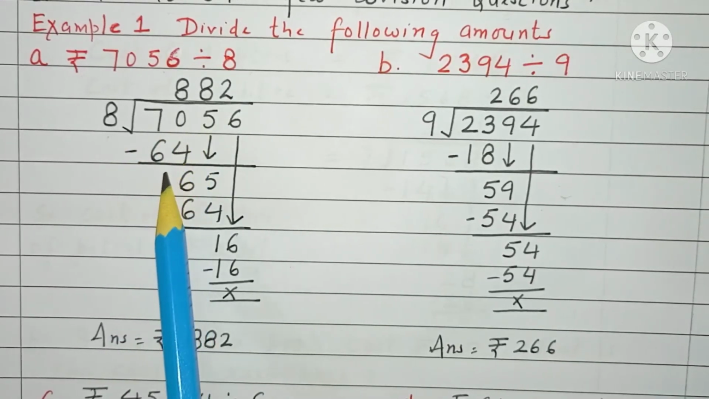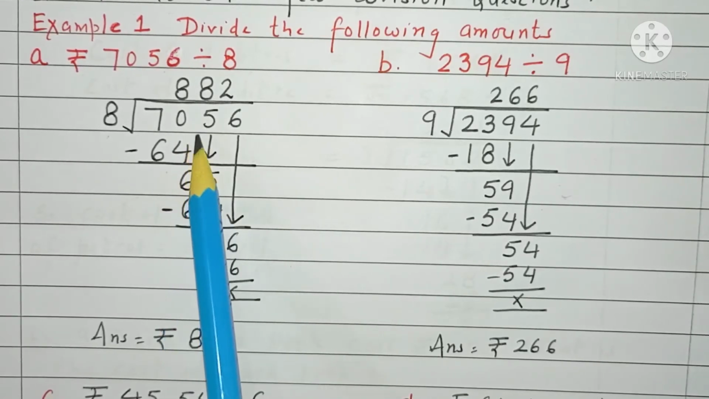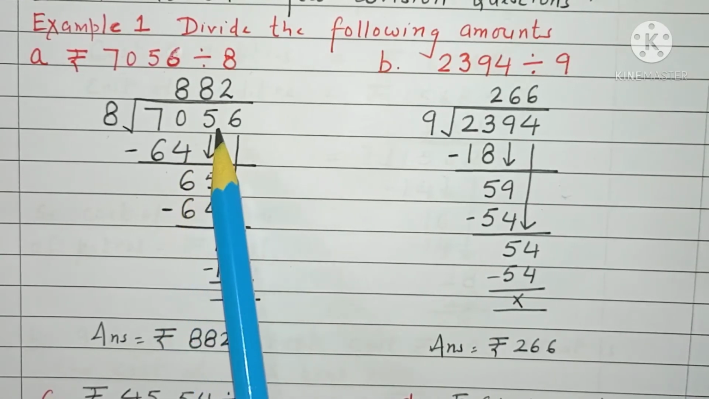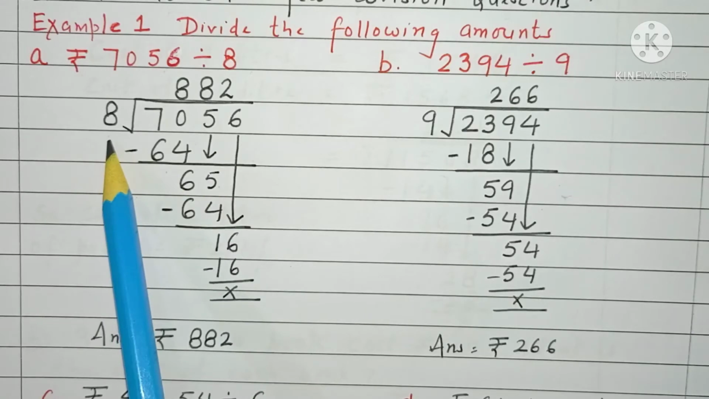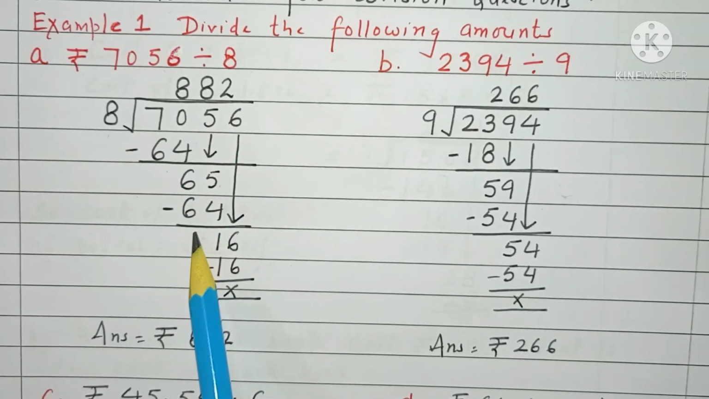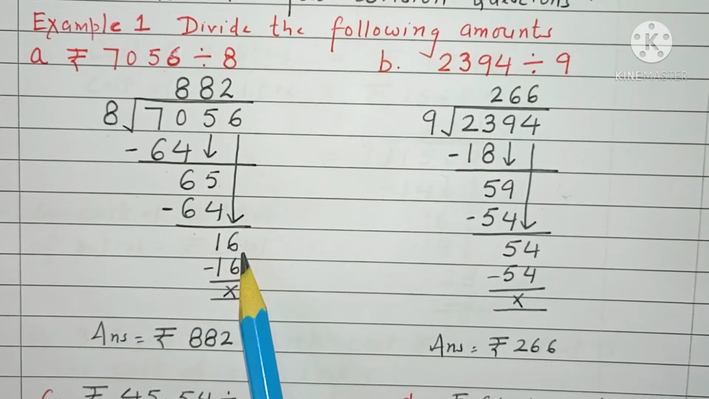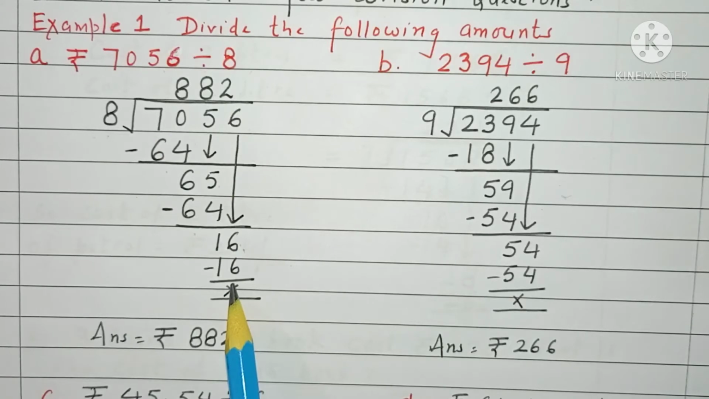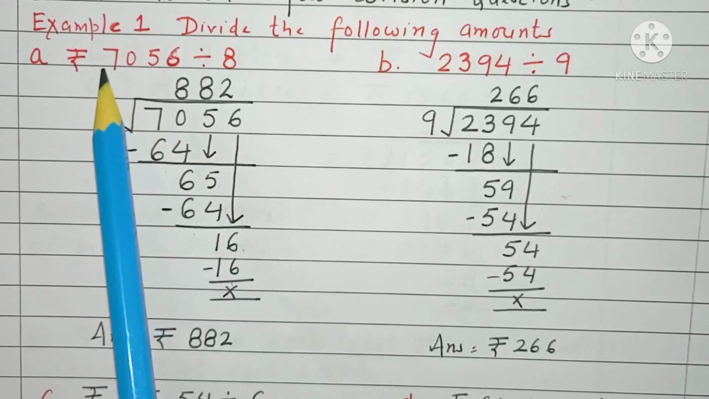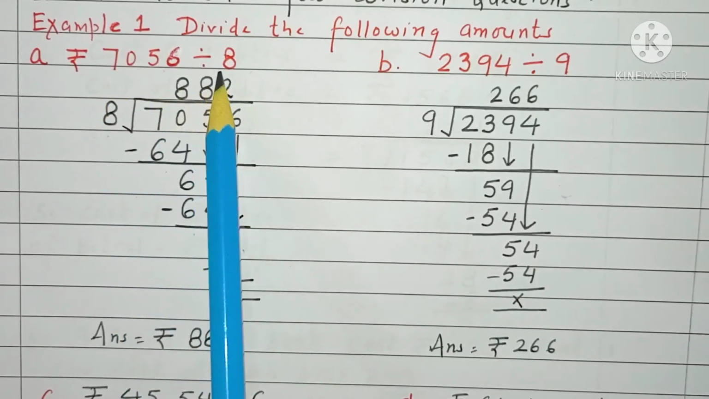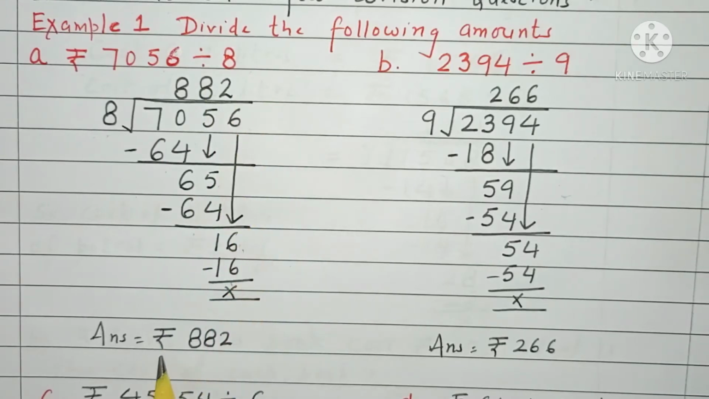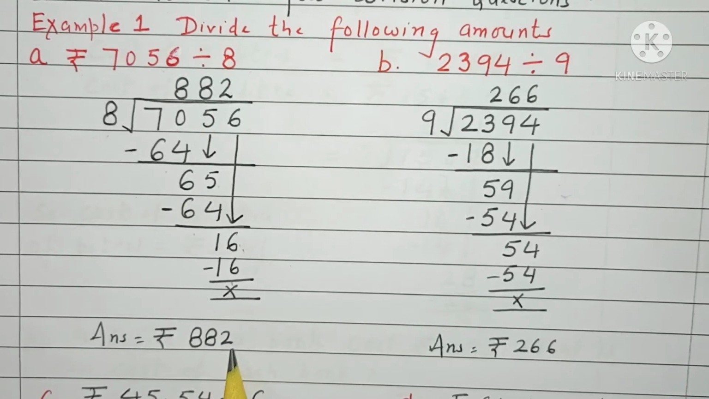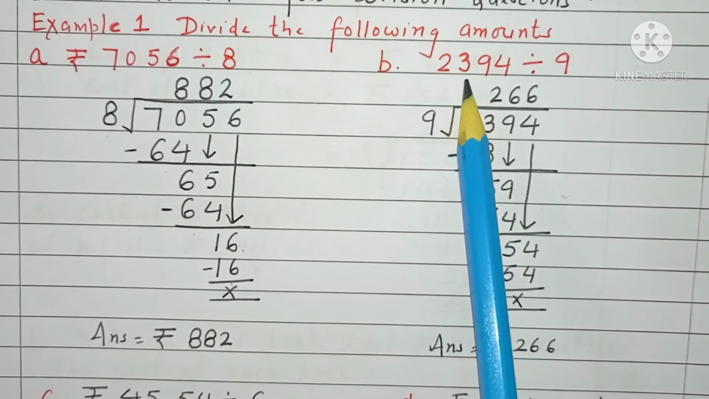8 8s are 64. 70 minus 64 is 6. Putting 5 down, again 8 8s are 64. Putting 6 down, the number is 16 now. So look for 16 in the table of 8. 8 2s are 16. So when rupees 7056 is to be divided by 8, the answer comes out to be rupees 882.